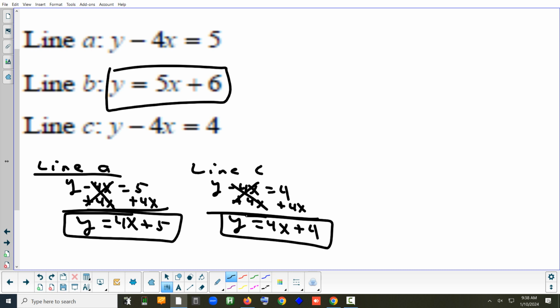Are there any two lines here that look like they would be parallel? A and C. Why? Because the slope is the same, and the y-intercepts are different. Why wouldn't line B be parallel? Because the slope is different. If the slope is different, then they're going to cross.